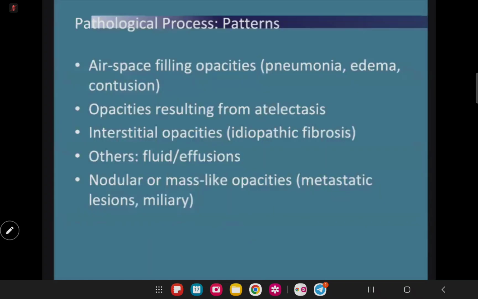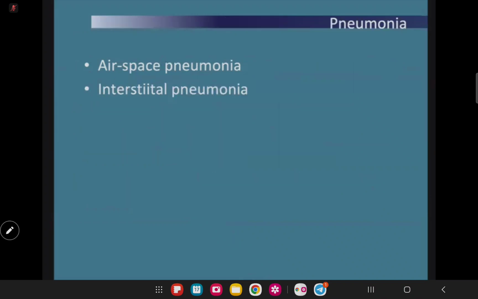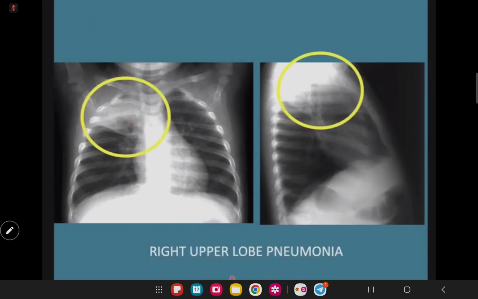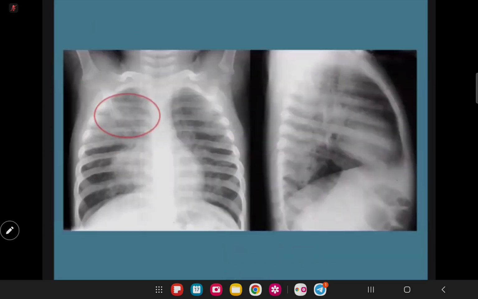Okay? So also when you are reading, take note of the patterns. Airspace filling opacities like your pneumonia, opacification secondary to atelectasis, interstitial opacities, fluids, nodules, or mass-like lesions. So when we are talking about pneumonia, this one, you will describe it as opacification in the right upper. I think there's also an air bronchogram. So you would have right upper lobe pneumonia. Okay. Next, sorry. So this one is different.